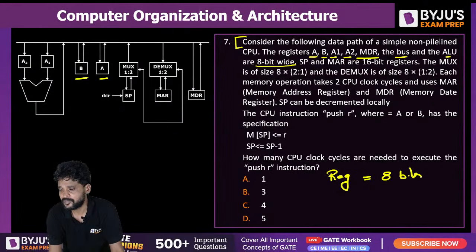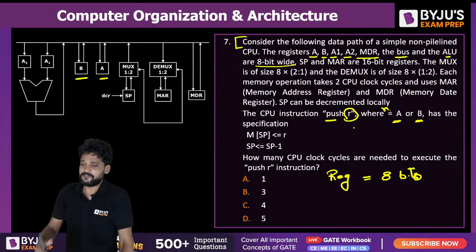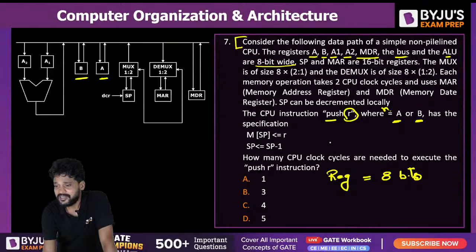Okay. Now the thing is, what is push R? Where R is equal to either the contents of A or the contents of B. Push R means the contents of either register A or B are being pushed into the stack. But for that, what do we need to do? Contents of A or B must be transferred to the data register, right?